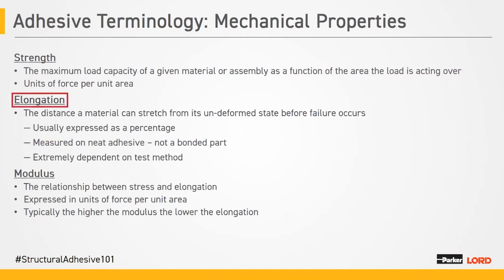Elongation is simply the distance the material can stretch from its undeformed state until it begins to fail. It's usually expressed as a percentage, so something might have 100% elongation. A good example would be a caulk. It might have 200 or even 500% elongation. It's measured again on the neat adhesive itself, not as a bonded part, and it's extremely dependent on the test method. There are many test methods out there which will give different elongations. So it's something to be cognizant of. And if you have questions, certainly ask the adhesive supplier.